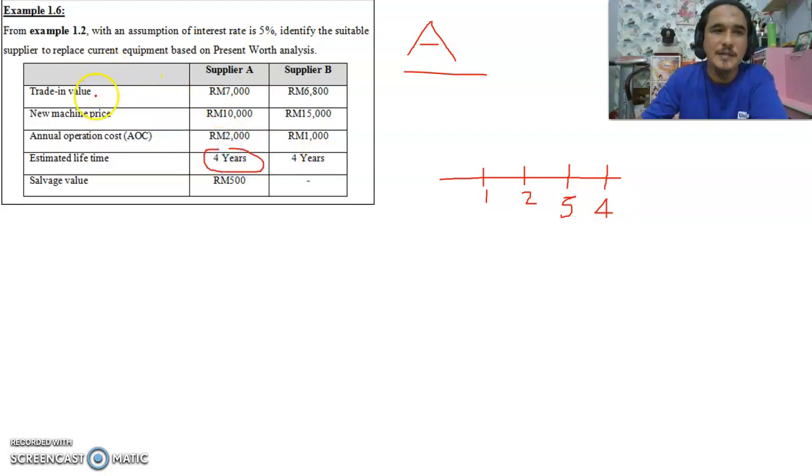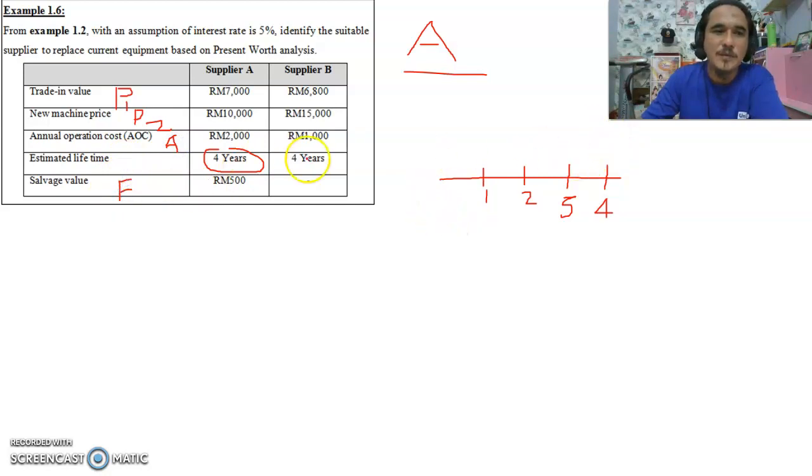Then this is the trade-in value. The trade-in value is the current value, so this is P. The new machine price is something we need to invest in, we need to spend our money to buy a machine. This is also P. We can classify them as P1 and P2. Then we have the annual operation cost. Every year we need to pay, so this is A. Then the sell value after 4 years is F.